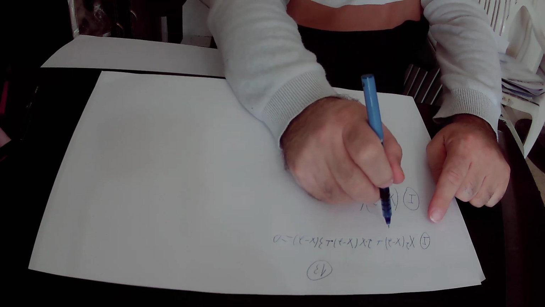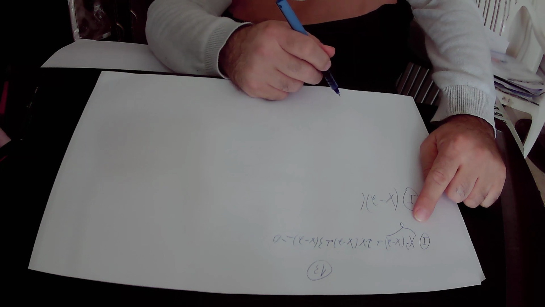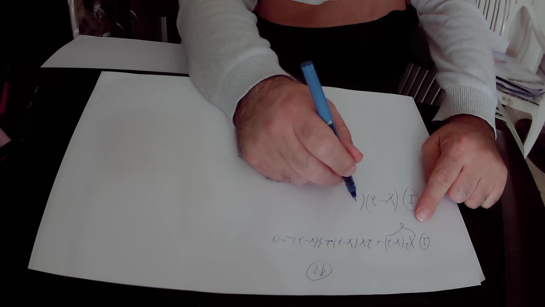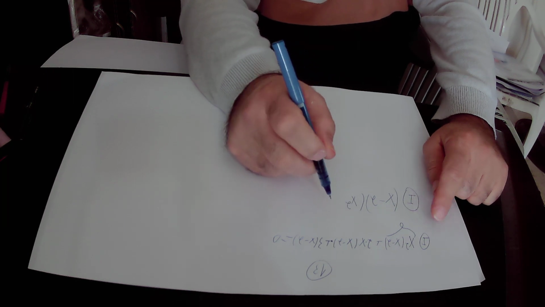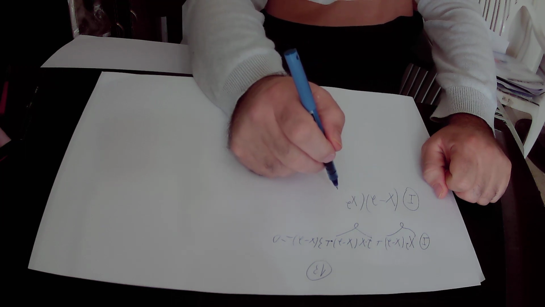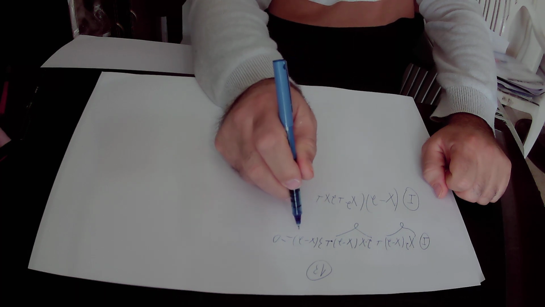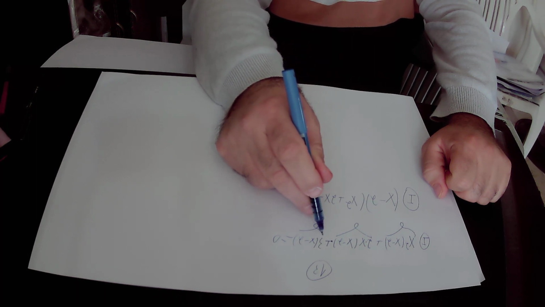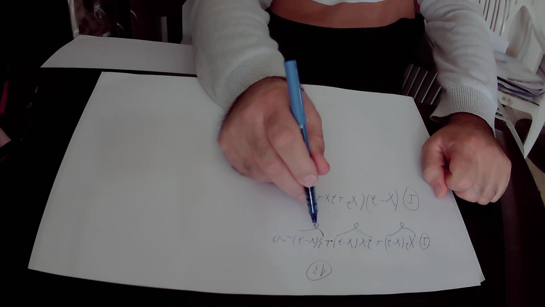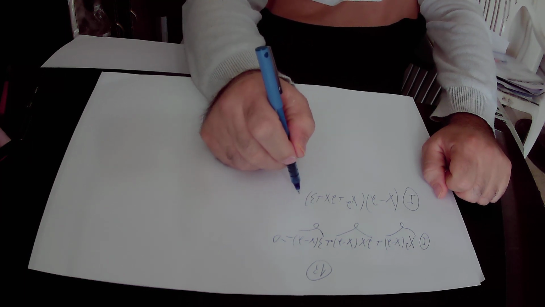So what is left from this expression after we took x minus 2 as a common factor? What is left is actually x squared. And what is left from this expression? It is actually 2x. And what is left from this expression? It is actually 3. And it equals 0.